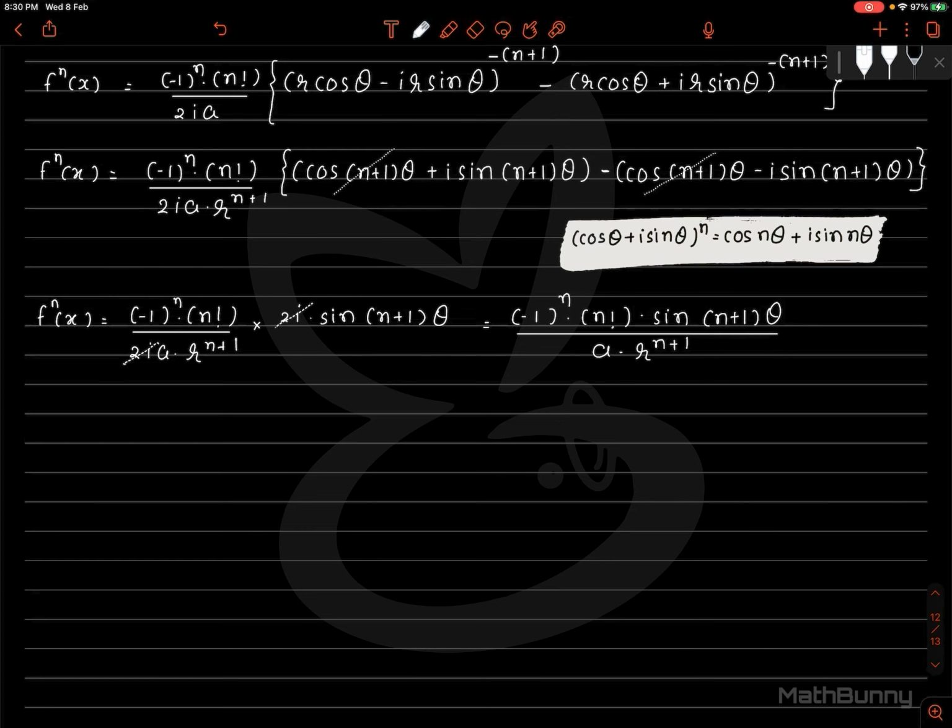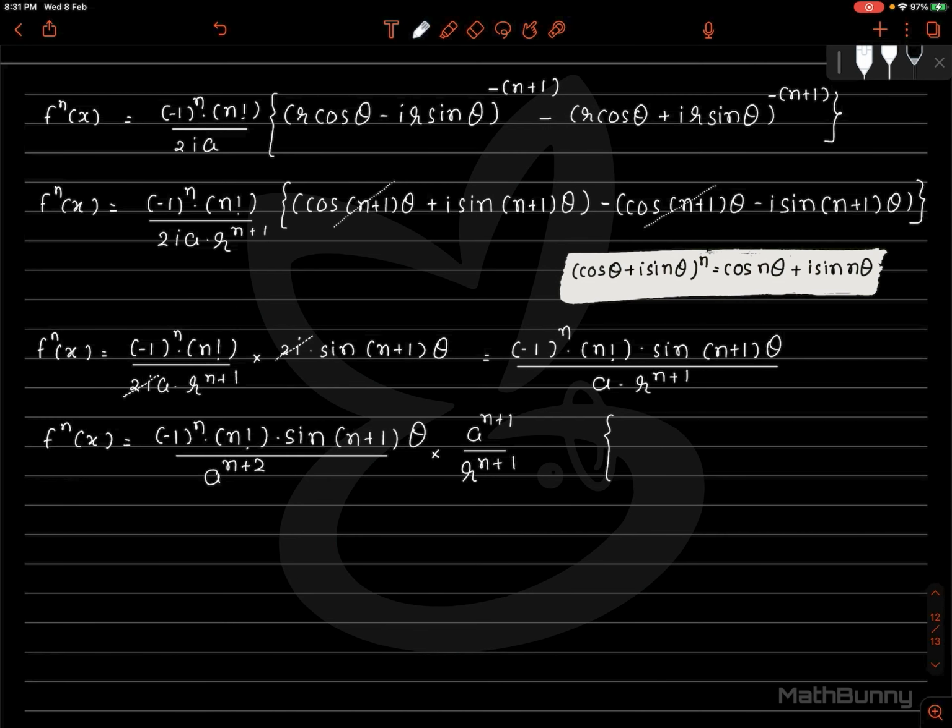Now let's multiply it and divide this with a raised to n plus 1. So we would get minus 1 raised to n into n factorial into sin n plus 1 theta upon a raised to n plus 2 into a raised to n plus 1 upon r raised to n plus 1. As in the starting, we have assumed a is equal to r sin theta. So for this a raised to n plus 1 upon r raised to n plus 1, we will get sin raised to n plus 1 theta.